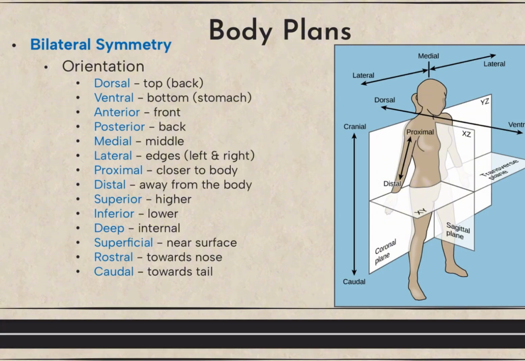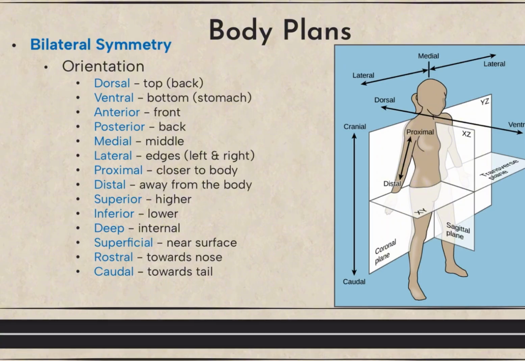Proximal means it's closer to the body. So if you have a proximal joint, like your shoulder joint, that's closer to the body. But you can also have a distal joint, which is away from the body. So think about your wrist. Your wrist is a distal joint because it's farther away from your medial body. You can have a superior or inferior. That just means higher or lower. Superior, higher, inferior, lower. Similarly, you can have deep, which is internal, or superficial, which means it's near the surface. If you have a superficial cut, that just means that it barely scratched the surface. But if you have a deep cut, you're going to want to take a closer look at that and probably head on over to the ER.